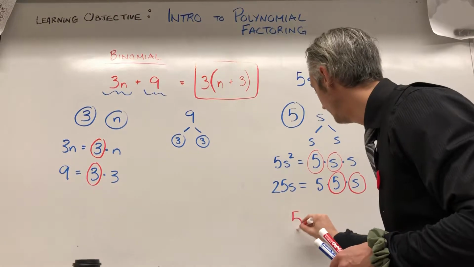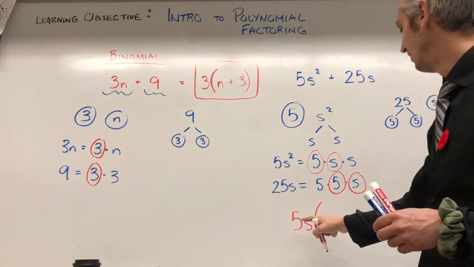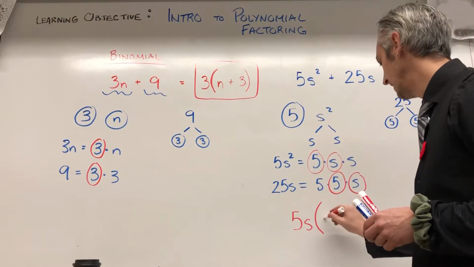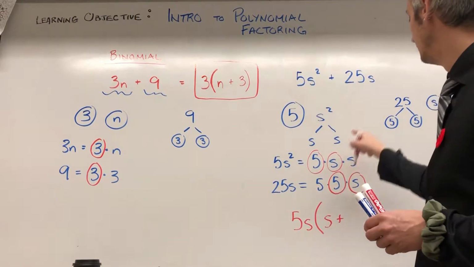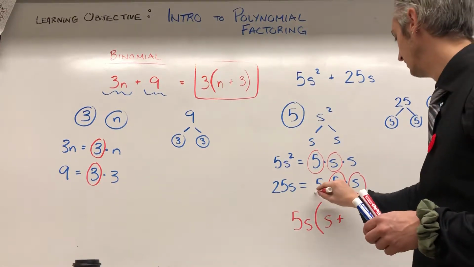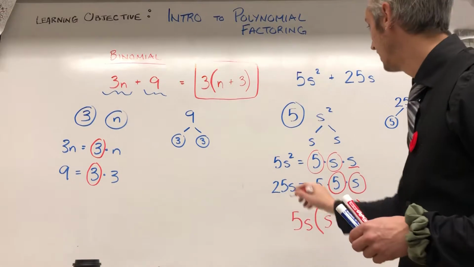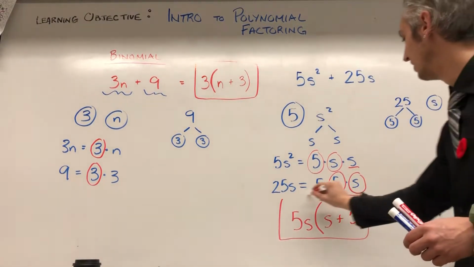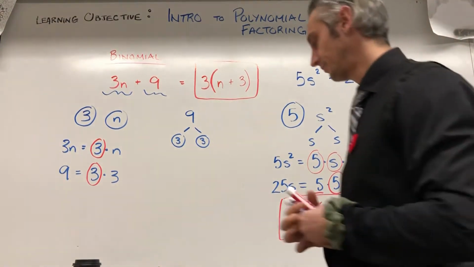So I say, okay, 5s, bracket. 5s times what gives me 5s squared? Well, it's right there. So I put the s there, and then there's an addition sign, and then 5s times what gives me 25s? Well, it's right there, the one left over, plus 5. So the factored version of 5s squared plus 25s is 5s, s plus 5. That is factored. That's what it looks like.